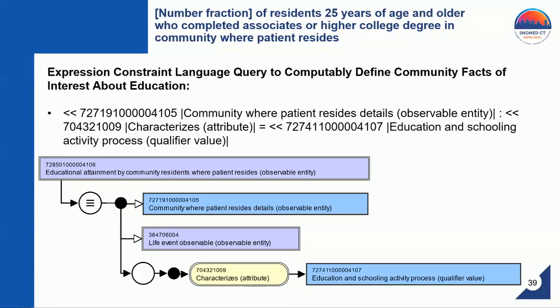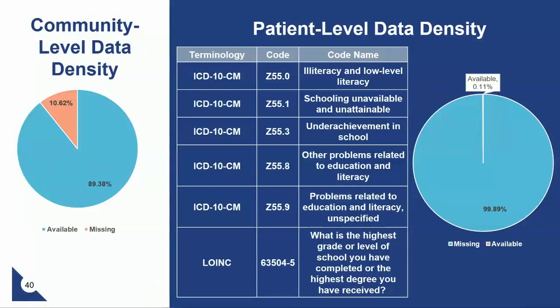And this could be what a sample ECL query would look like. So we're querying the community where the patient resides, and we're looking at an attribute that characterizes education and schooling activity processes. So this is where we've added to the editorial process in our extension, and where we think that there's potential for SNOMED CT to fill in some gaps in data availability. And I think this is an important demonstration of why this is important.